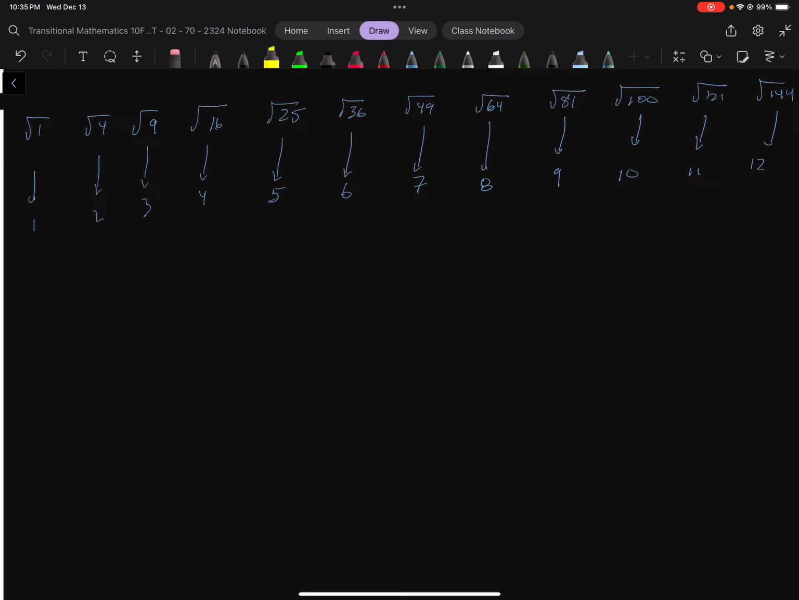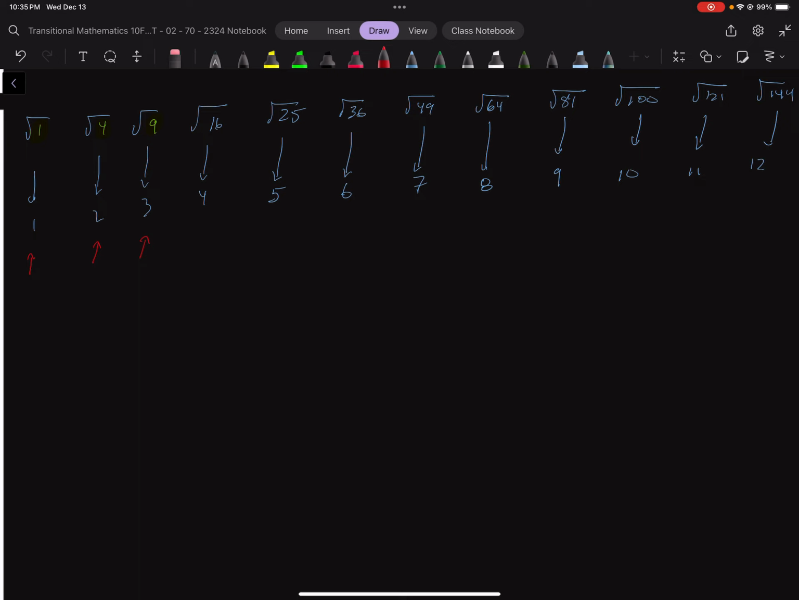In the top row, these are all square roots of perfect squares. So for example, 1 is a perfect square, 4 is a perfect square. So the square root of 1 is 1. Square root of 4 is 2. Square root of 9, that is also a perfect square. That result is 3. And so on.